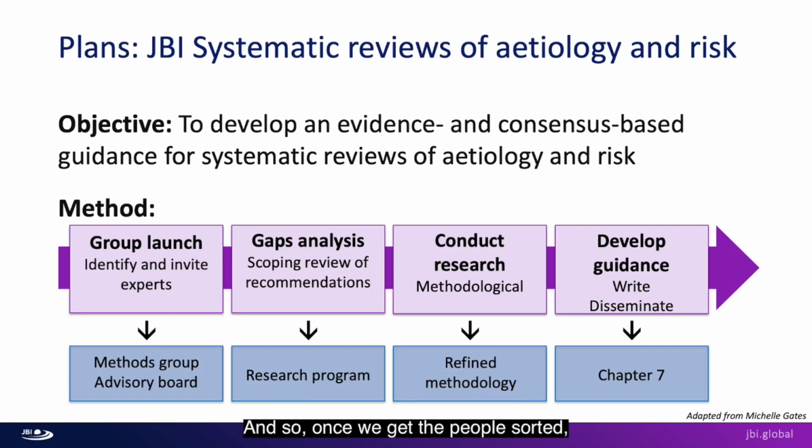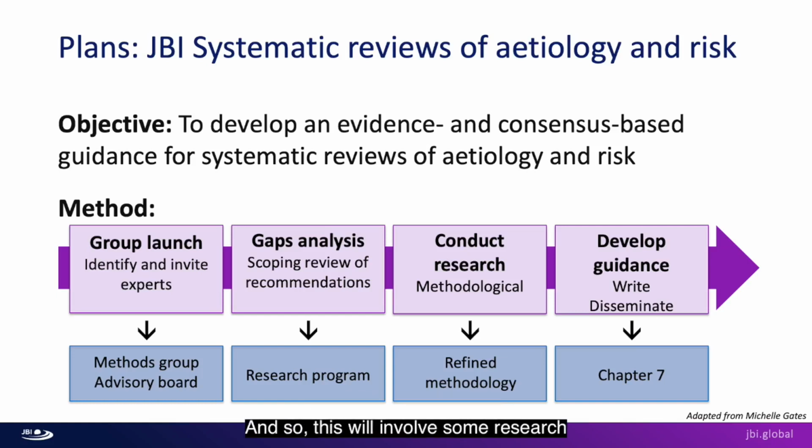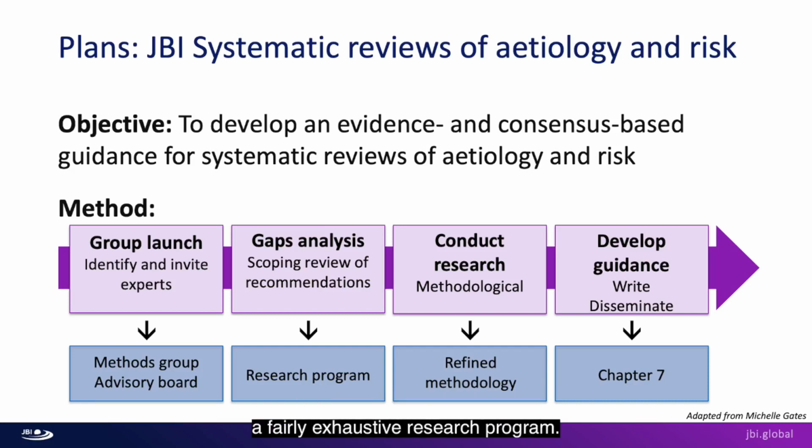Once we get the people sorted, we'll then do a formal gaps analysis looking at the current state of the chapter. What we'd really like to get from this chapter is a plan for how we're going to create the guidance. This will involve some research, such as a scoping review and a gaps map, to assist in understanding what recommendations we have available to us. This will also allow us to put together a fairly exhaustive research program.